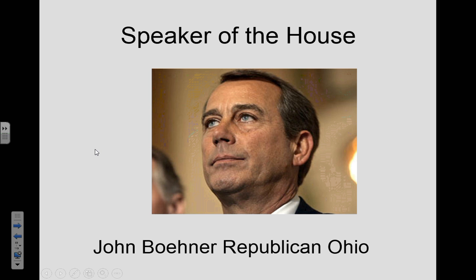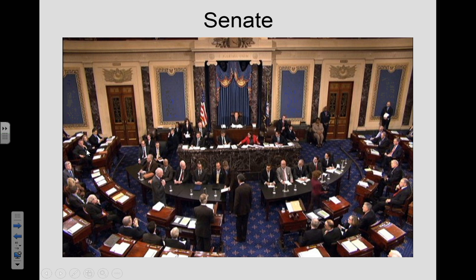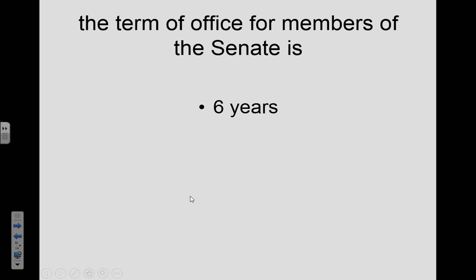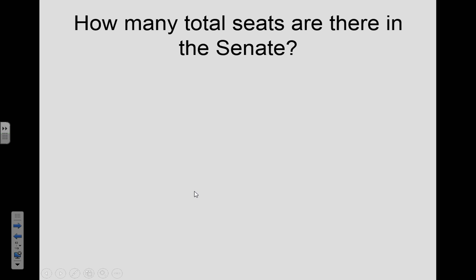Now that's the House. The Senate's a little bit different. The Senate is smaller. They're similar, but they're smaller. The qualifications are a little bit different. 9 years a citizen. You got to be at least 30. You also have to come from the state that you're elected from. The term of office is 6 years rather than 2. And 1/3 of the senators are up for election every 2 years. There are a total of 100 members in the Senate. Every state gets 2 because it's based on equal representation. So because there's 50 states and every state gets 2, there's 100 members of the Senate.